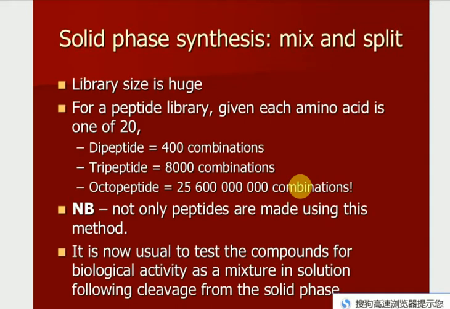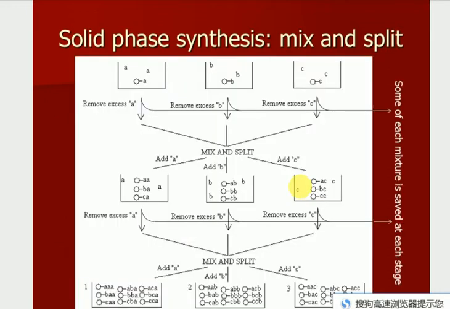So just to finish off, the mix and split approach is especially handy during drug development, because the library size is enormous. For a peptide library, each amino acid is 1 of 20, so for an octapeptide we can generate 25 billion combinations of different peptides. And it's now usual to test the compounds for biological activity as a mixture in solution following cleavage from the solid phase. So in each of these cases, we would take a combination of beads, we would take the peptide off, and then we would do something with it.